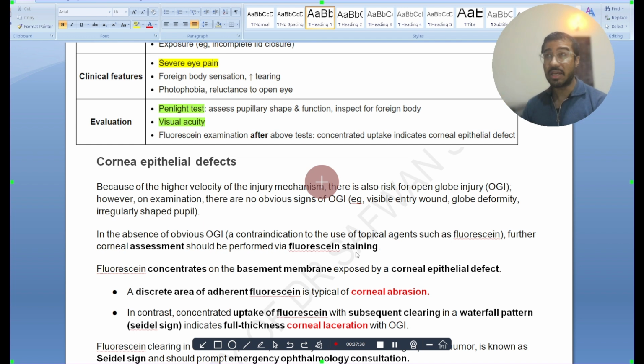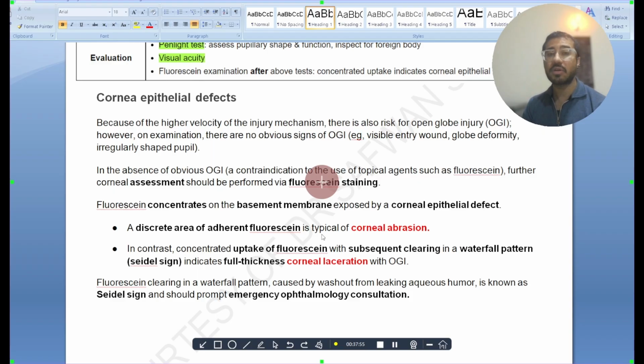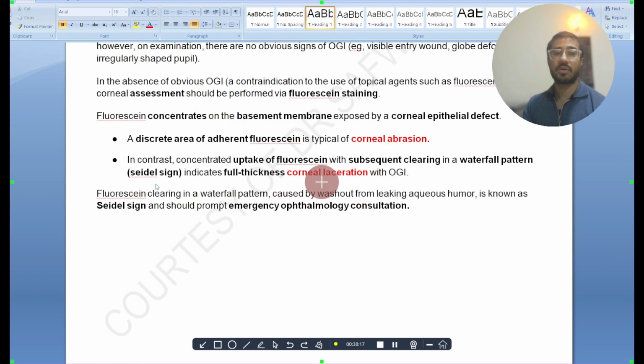And if it's just an epithelial problem, that would also be detected. So the fluorescein staining under the slit lamp makes sure it's not an OGI, and if it's just epithelial desquamation, it's going to also tell you about that. A discrete area of adherent fluorescein is typical of corneal abrasion. In contrast, concentrated uptake of fluorescein with subsequent clearing in a waterfall pattern indicates full thickness corneal laceration with an OGI. The cornea has been ruptured and the fluid is leaking out. It's going to differentiate between abrasion and a laceration. That's what the fluorescein staining under a slit lamp does.